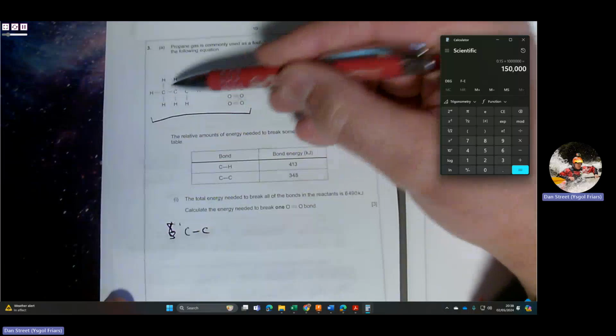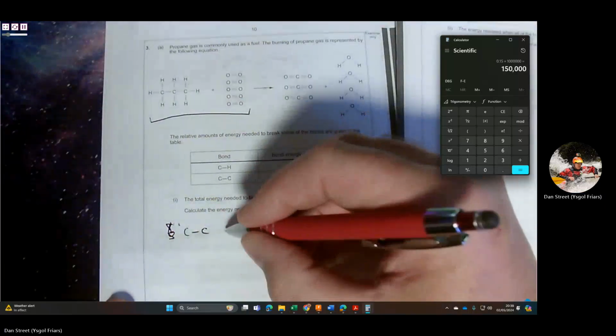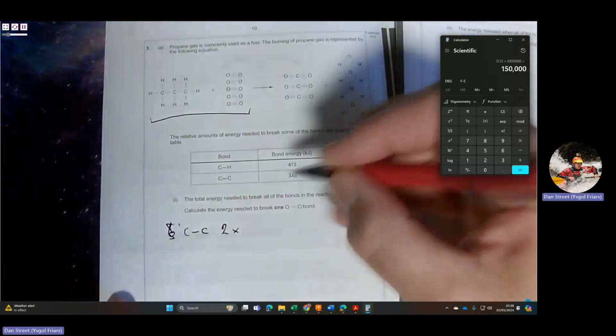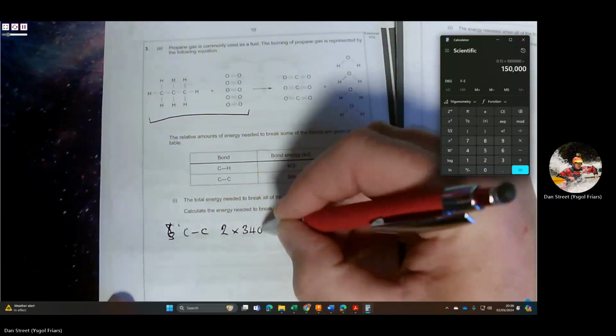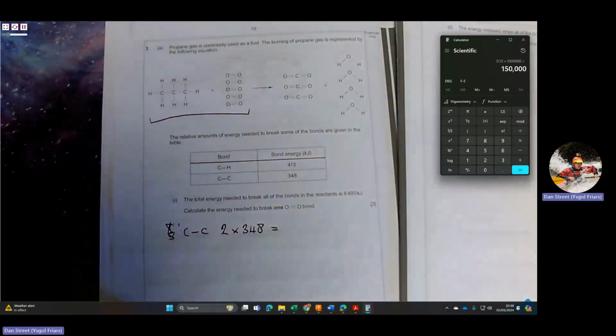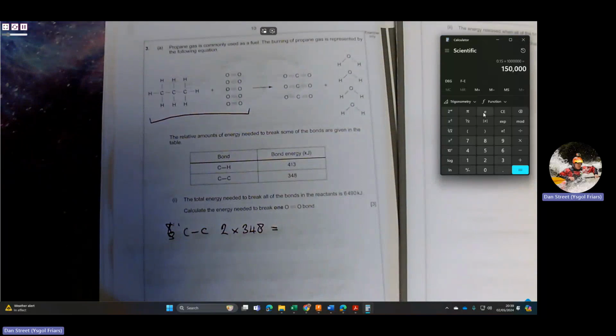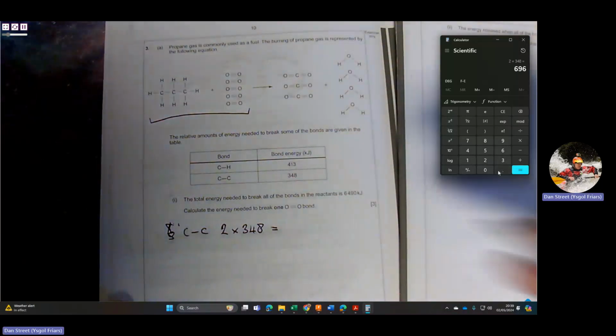So the carbon-carbon bonds in this molecule, there's 1, 2 of them. So it's 2 times 348. Okay, 2 times 348. I shall use the calculator to ensure I make no foolish mistakes. That's a 5, a foolish mistake using a calculator. Right, 2 times 348 is 696.